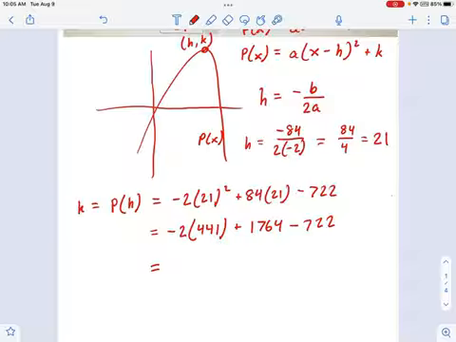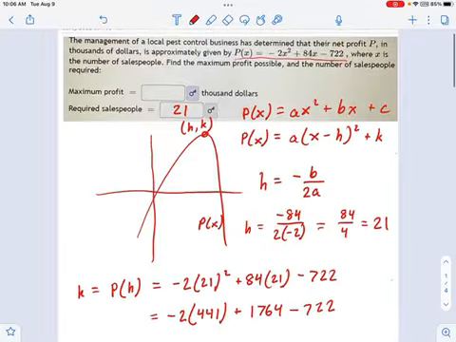Okay, here's what I got at the end. K equals 160. That means that is the maximum profit. That's the height of this vertex. So $160,000 is the most I can squeeze out of this company.